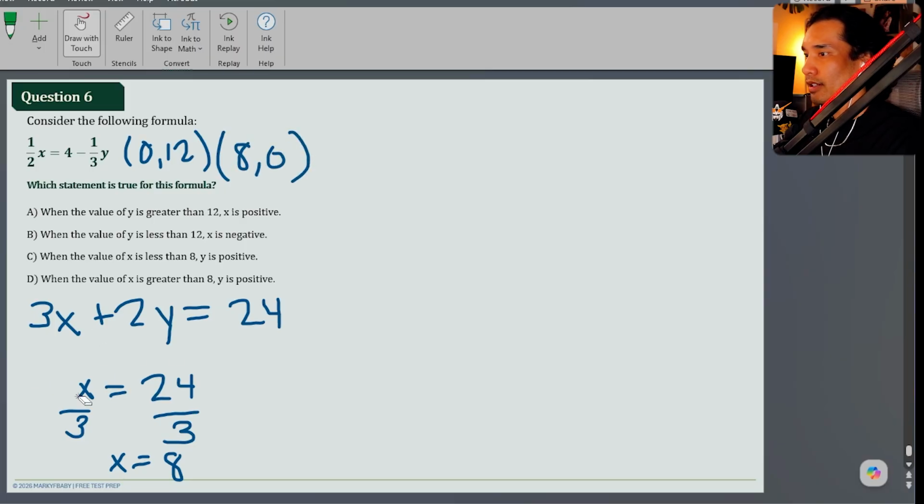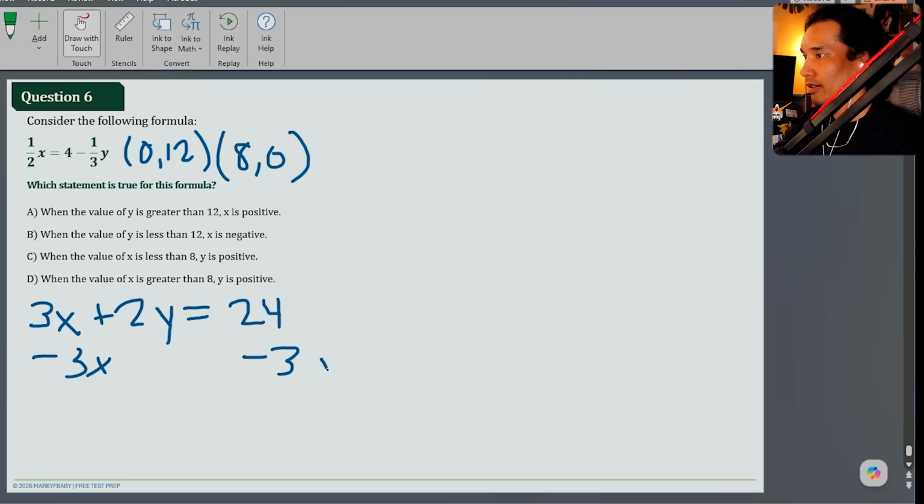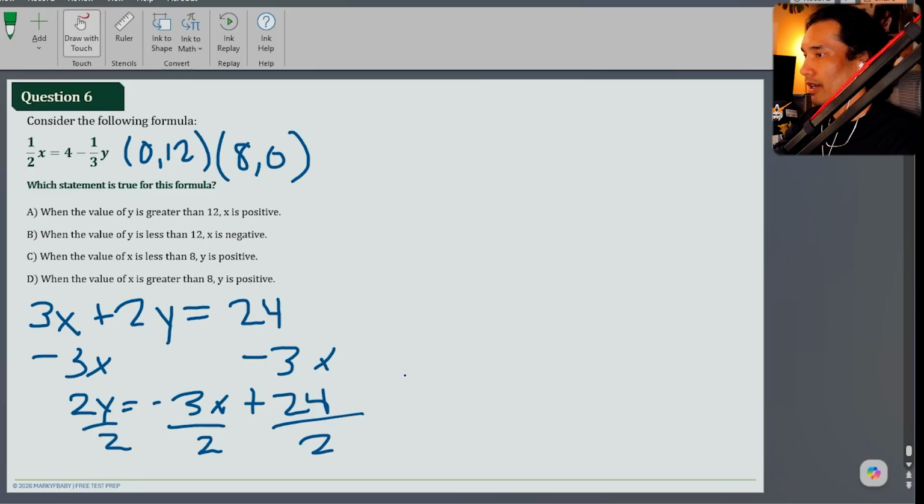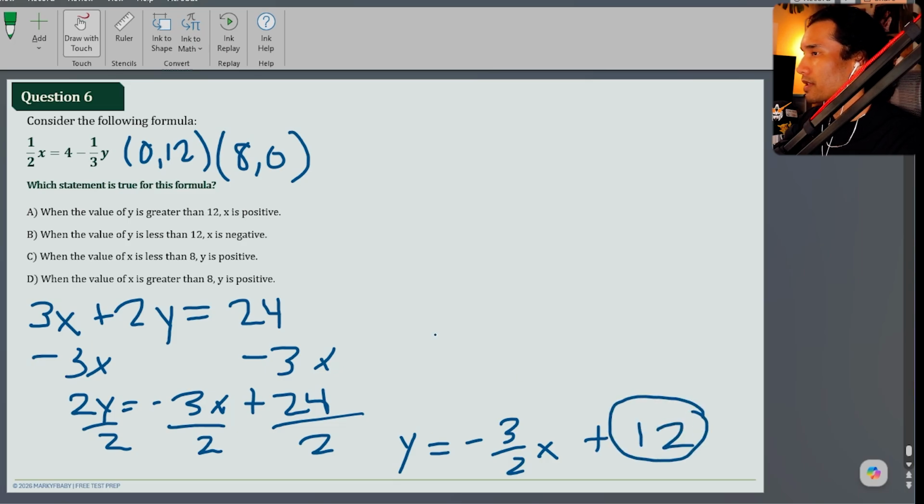Now we are ready to graph. Let's just confirm the direction of our graph. I'm going to minus 3x. We're going to put this back. And then giving us 2y equals negative 3x plus 24. Divide by 2, giving us y is equal to negative 3 halves x plus 24 divided by 2 is 12. This confirms our y-intercept. And then we are going to get a negative slope.